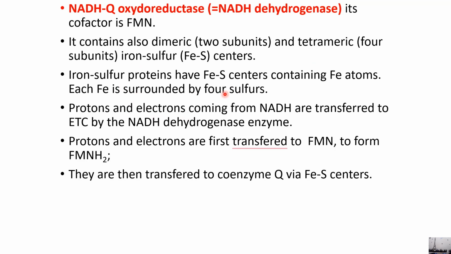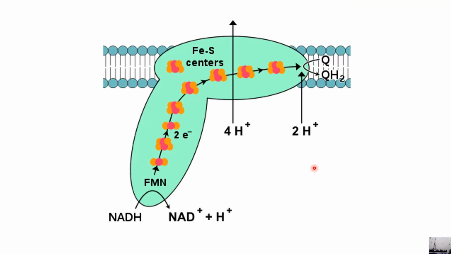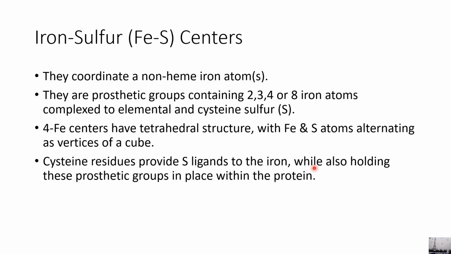Protons and electrons coming from NADH are transferred to the electron transport chain by the NADH dehydrogenase enzyme. Protons and electrons are first transferred to FMN to form FMNH2. Okay? And they are then transferred to coenzyme Q via iron sulfur centers. So this is basically what I have been talking about, the basic schematic of the transfer mechanism.